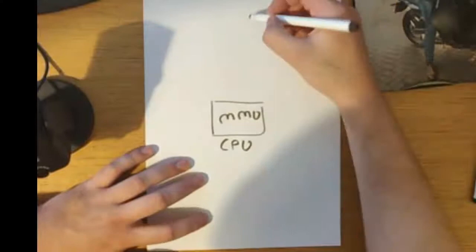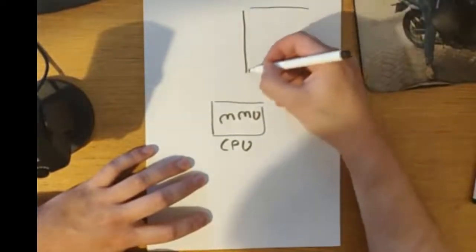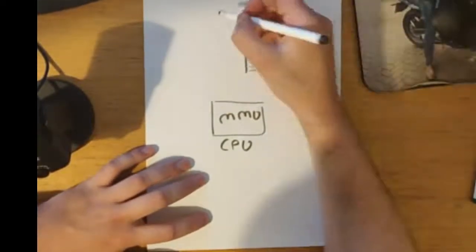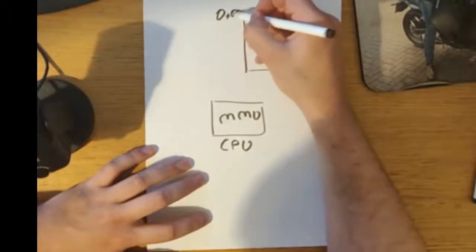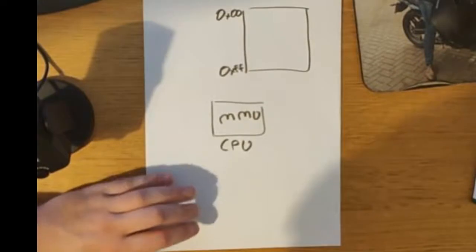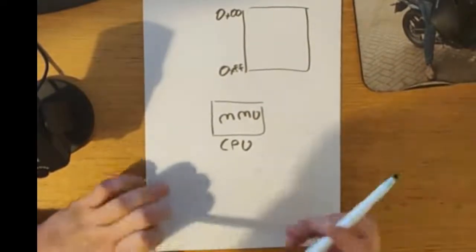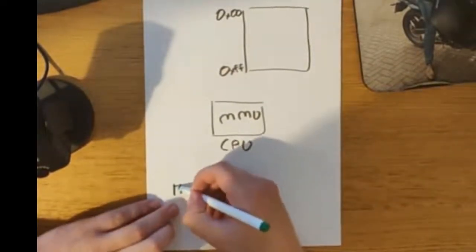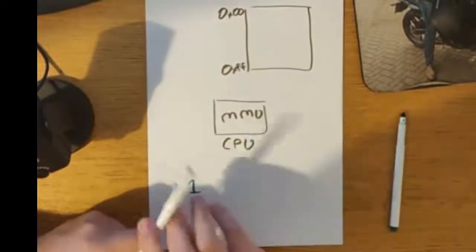And let's draw RAM again. Let's say we've got RAM. So this is our limited set of RAM. 0xFF, remember, 256 bytes from 0 to 255. And now we have program number one. Program one.